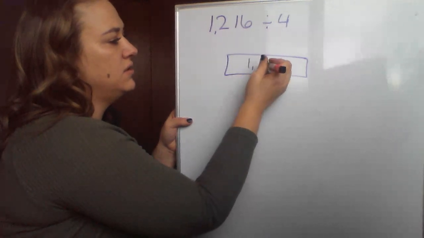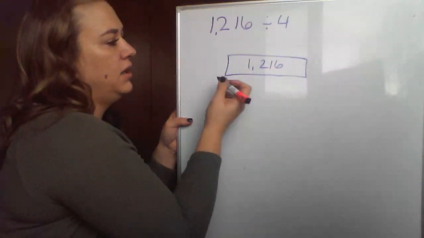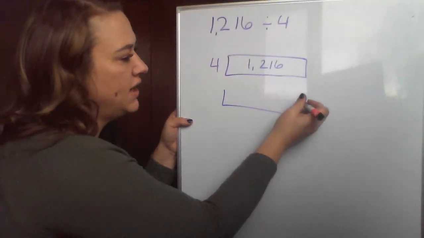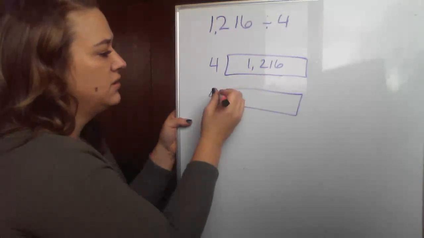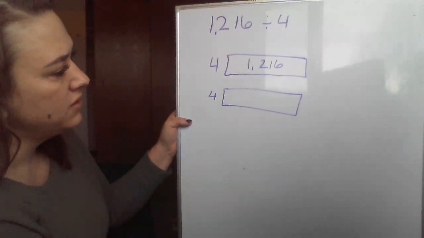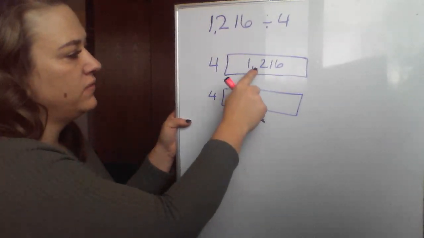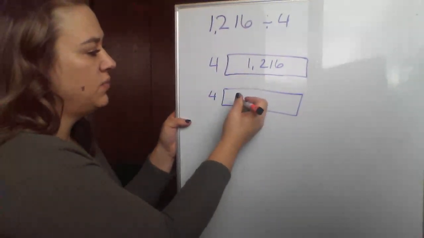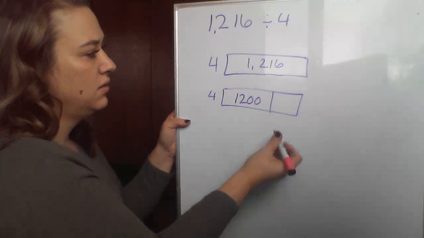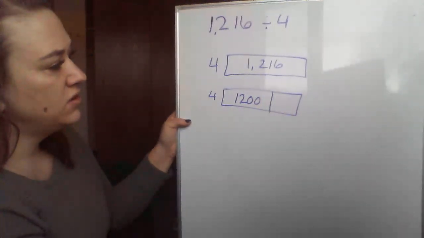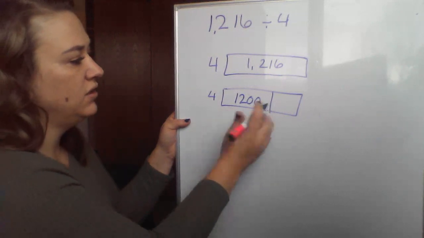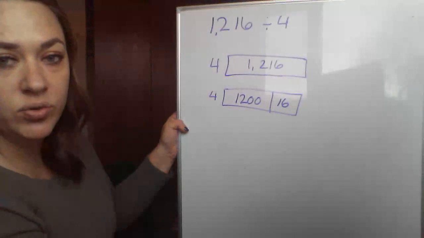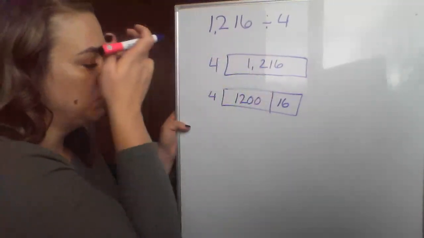So I've got 1,216. I know one of my lengths is 4. Okay, so if I were to partition that number off to make it easily divisible by 4, well, when I look at that, I see 12. I know that 4 times 3 is 12, so I can leave my 1,200 there. And 1,216 minus 1,200, that's going to leave me with 16. So that one was a little bit easier to partition off because we could really see it in the number.